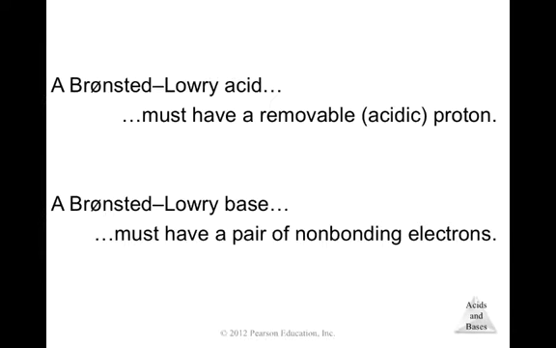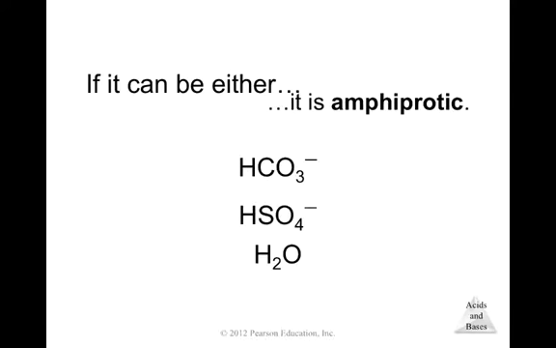So a Bronsted-Lowry acid must have a removable proton, an acidic proton, and the Bronsted-Lowry base must have a pair of non-bonding electrons that can accept something. If it can be either, it's called amphiprotic. These are some examples of things that are amphiprotic. The one that we're going to deal with most often is H2O. It can be an acid and a base.